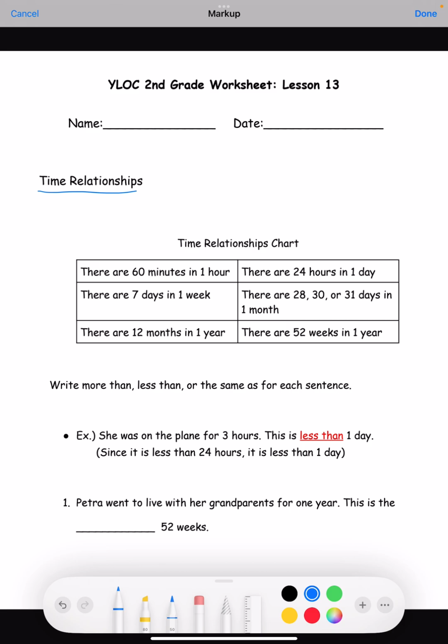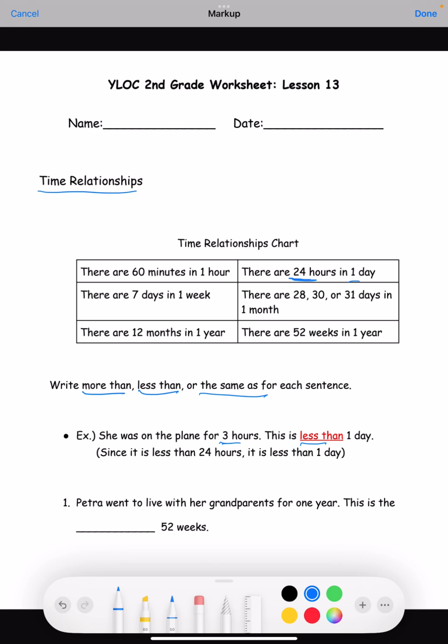And it says write more than, less than, or the same as for each sentence. Example, she was on the plane for 3 hours. This is less than 1 day. It's less than 1 day because if you look up here, there are 24 hours in 1 day. And this was only 3, so it's obviously less than 1 day.